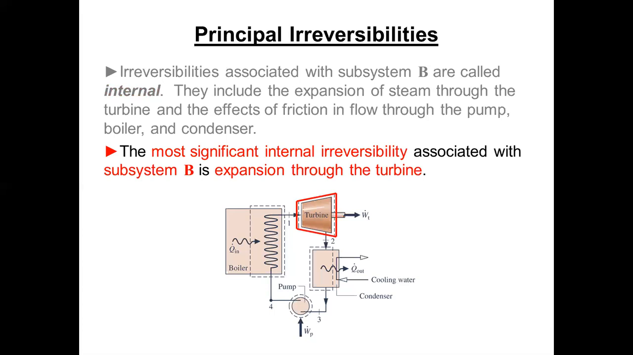You can't make that run the other way. You can't get steam to flow the other way through the turbine from this very low pressure to a high pressure. I mean, common sense tells you that's not going to happen. So that's a significant irreversibility.